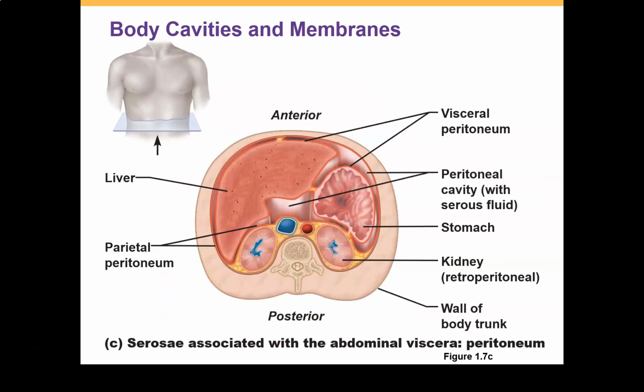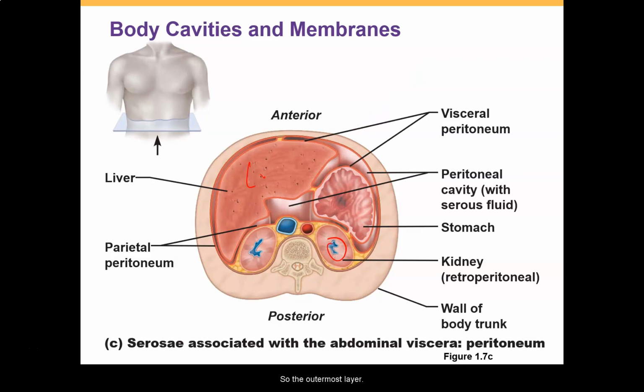And of course, the peritoneum. Here we are looking at a transverse section through the abdomen. We have liver, stomach, kidneys. Here we have the outermost layer of the peritoneum, which if we follow it becomes the deep layer here, which hugs the organs.